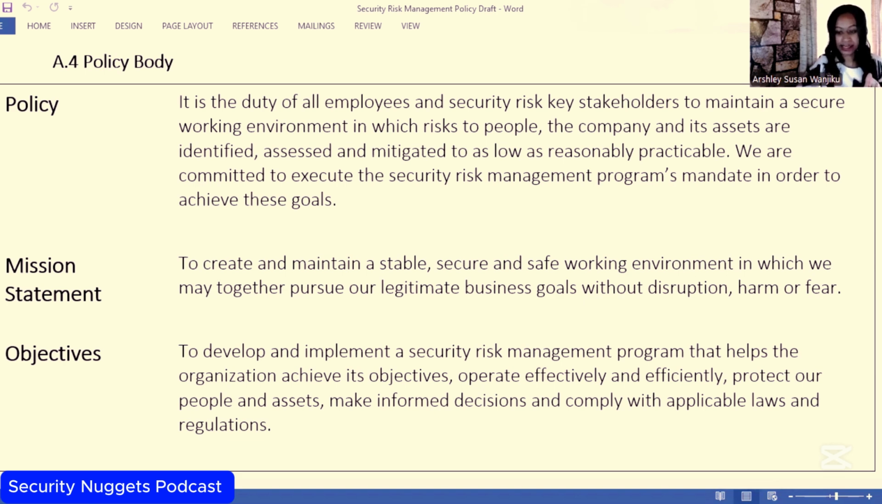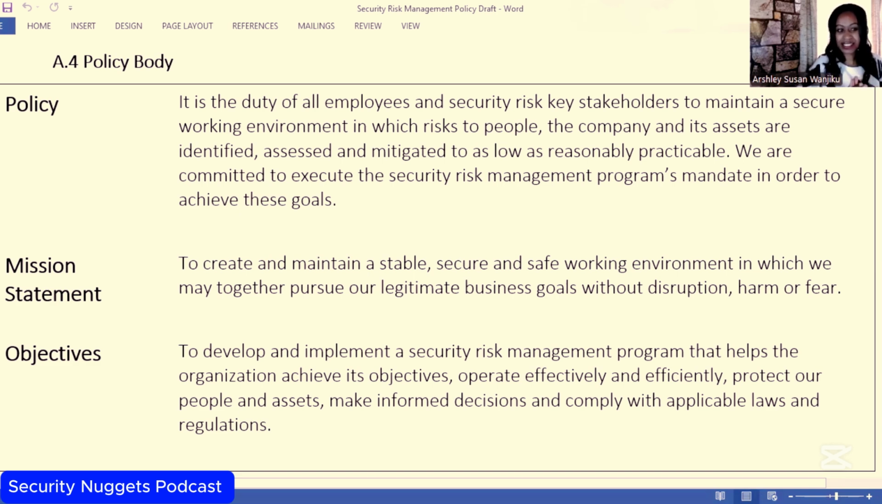We have to define the policy, all right? In this sample, where this policy is drafted for organization Z, this is how the policy states, okay? It is the duty of all employees and security risk stakeholders to maintain a secure working environment in which risks to people, the company, and its assets are identified, assessed, and mitigated to as low as reasonably practicable. We are committed to execute the security management program's mandate in order to achieve these goals. That is the policy.